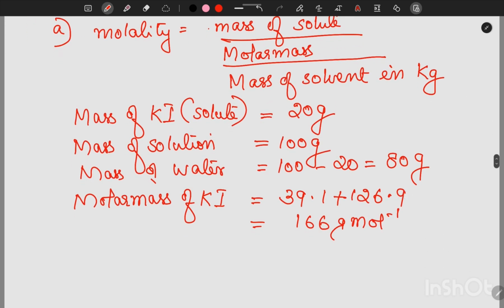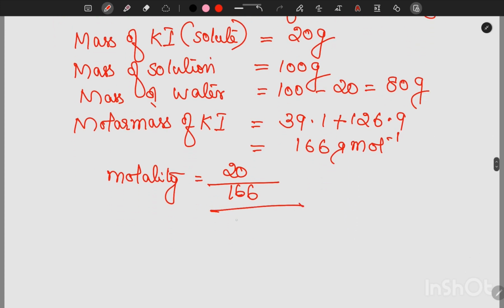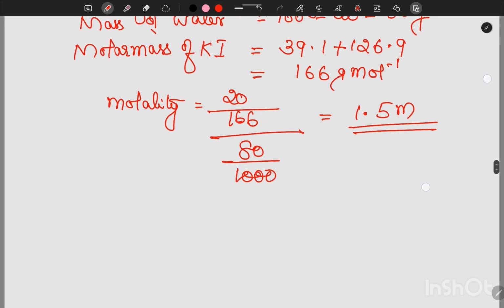Now we know all the terms. Molality is equal to mass of solute 20 divided by molar mass 166, divided by mass of the solvent, 80 divided by 1000. So when you simplify this, you will get a molality of 1.5 molal. Now let us do the second part of the question, molarity.